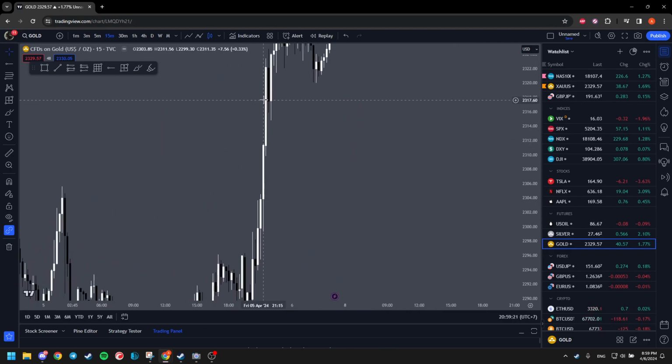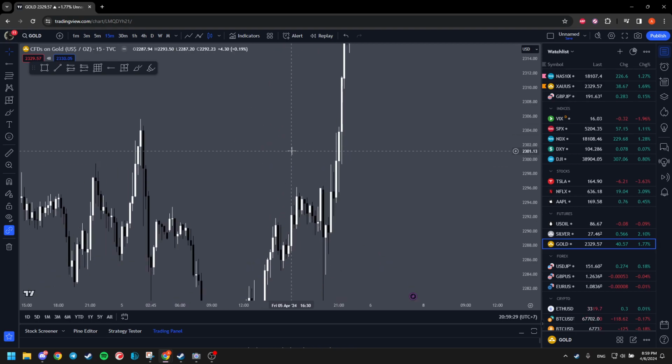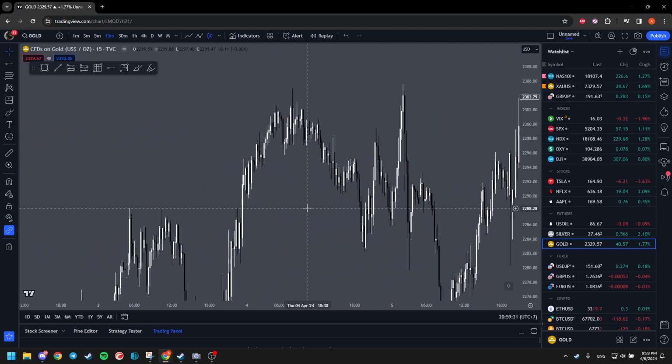A fair value gap is an area that has three candles and has not been touched. This area here is free liquidity, so the price is attracted to these areas here. Let's find a liquidity to the downside.